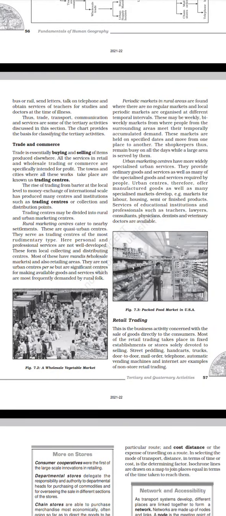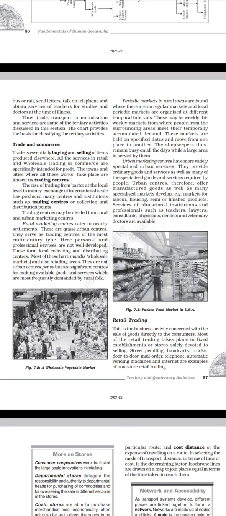The trade, transport, communication, and services are some of the tertiary activities discussed in this section. The chart provides the basis for classifying the tertiary activities. Trade and commerce. Take a look at figure 7.2, a wholesale vegetable market. Take a look at figure 7.3, packed food market in USA.